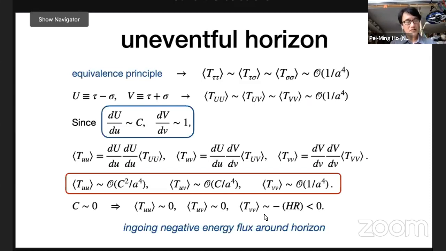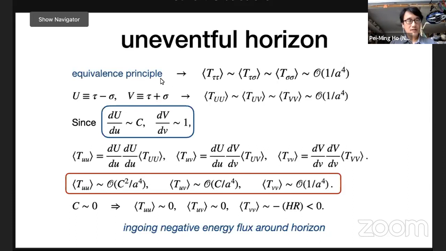Around the horizon, what you see is that the outgoing energy flux is nearly 0, and the ingoing energy flux must be negative. So this is the main feature for the energy momentum tensor outside the collapsing matter, around the horizon, in the near horizon region.